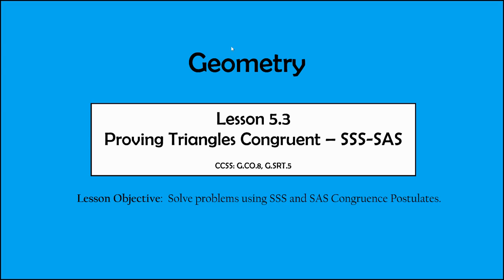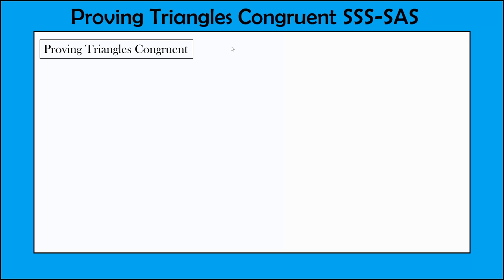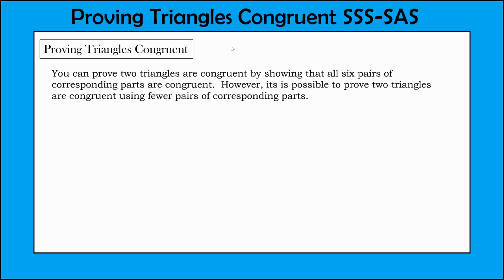All right, guys, we're going to begin with lesson 5.3 today. What we're starting to do is look at how we can prove two triangles are congruent. There's several different ways we can do it, but today we're just going to focus on two of these properties, which are side-side-side and side-angle-side properties.